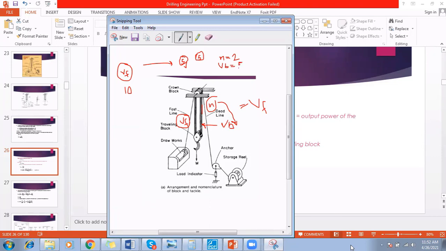So what will happen is that when you take the product of n and Vb, it will be equivalent to Vf. Did you get the idea that I want to say? Because this whole velocity of the fast line is actually divided into n lines, and the velocity of each line is Vb. So when you take the product of these lines with the Vb, you will get the Vf. Did you get the idea that I want to make you understand?